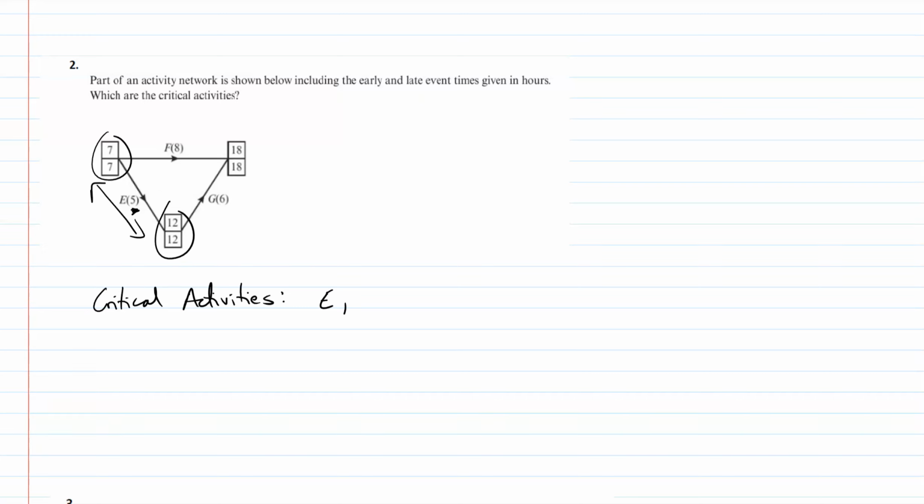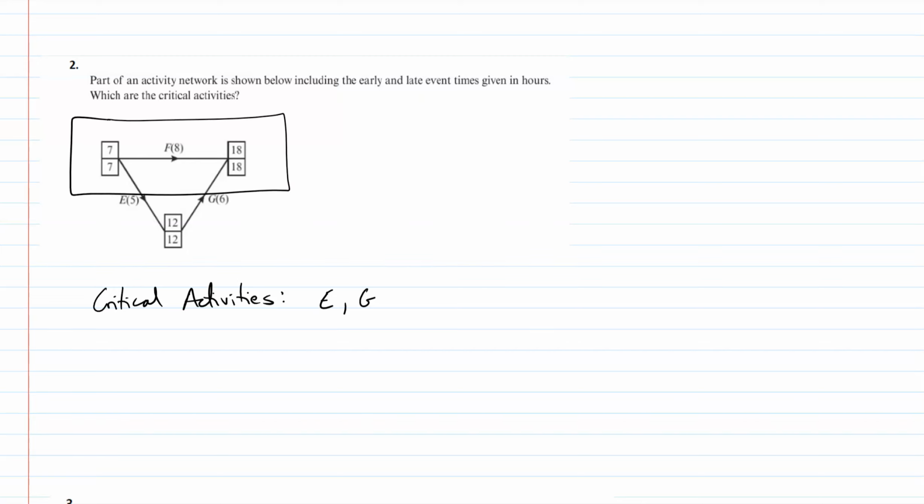So E is critical. And also here we've got two numbers the same, and that difference between them is the duration of the activity. So G is critical. So EG would kind of be part of a critical path potentially here. But just be careful, because it's not always, don't assume it is. Yes, look out for the numbers being the same, but also check that the duration of the activity is the difference between the numbers in the boxes. Very quick example, that one.